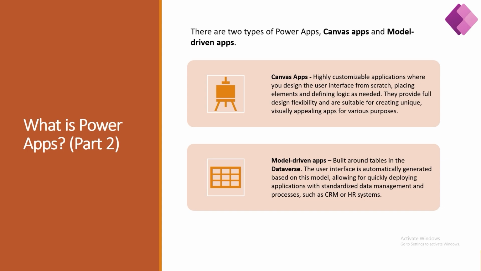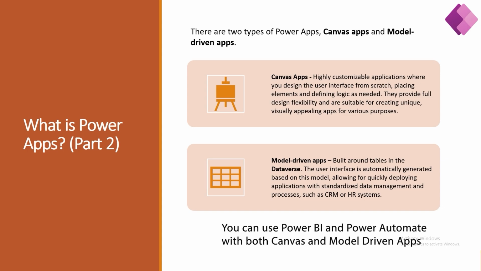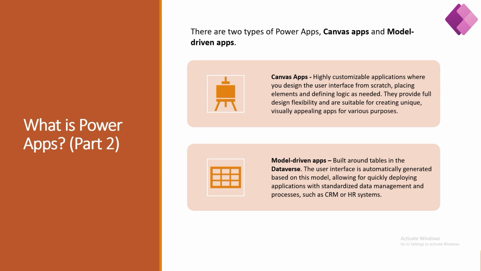So you've also got model-driven apps. These are built around tables in the Dataverse, and the user interface is automatically generated based on your data structure within the Dataverse. And if you're thinking of more standardized data management, such as CRM or HR systems, model-driven apps are the way to go. And obviously you can pull in different components from the Power Platform, such as Power BI visualizations, as well as Power Automate flows. For now, I wouldn't worry too much about the way they work. We'll go over that in another part of this section. But for now, just understand that there are two different types of Power Apps, Canvas apps and model-driven apps.